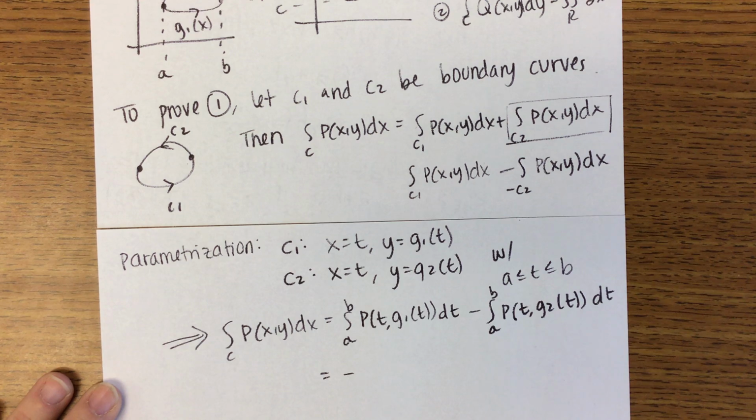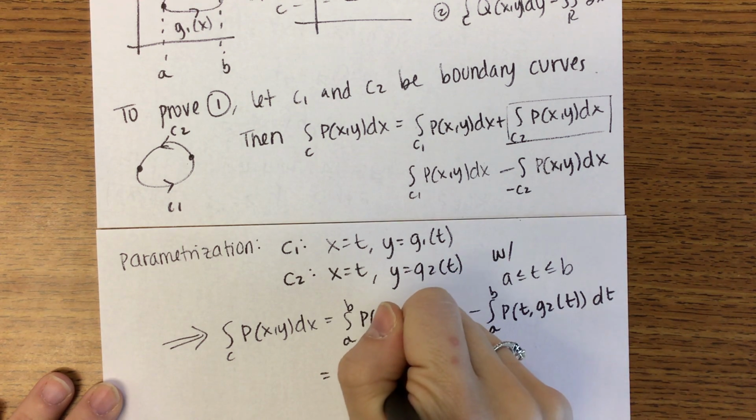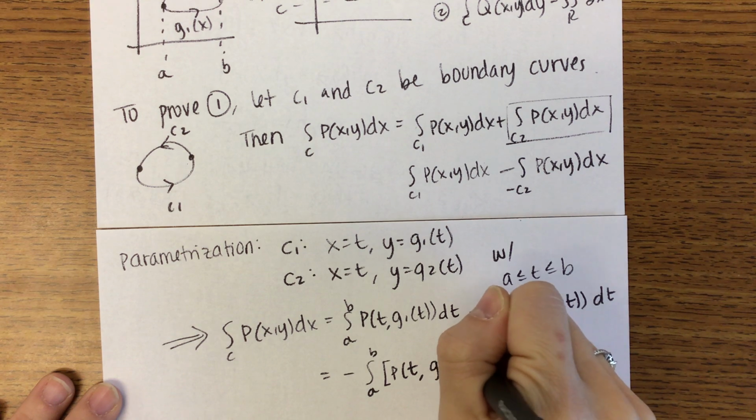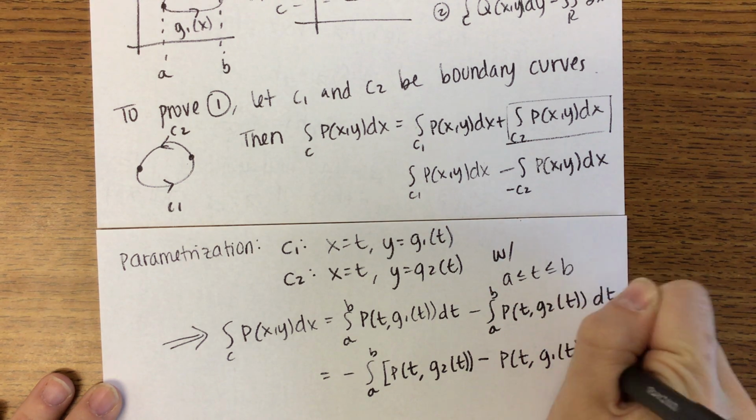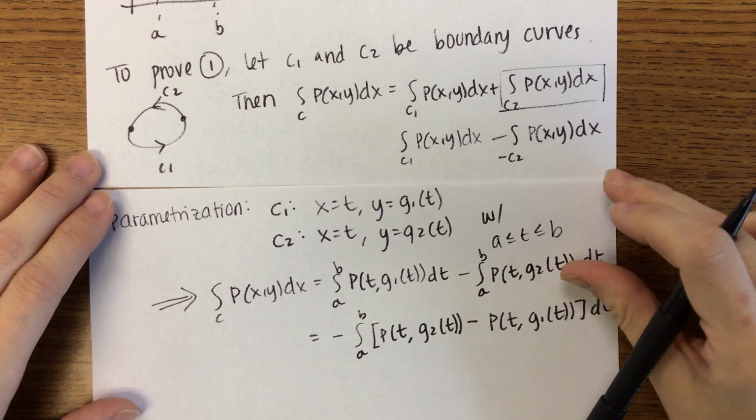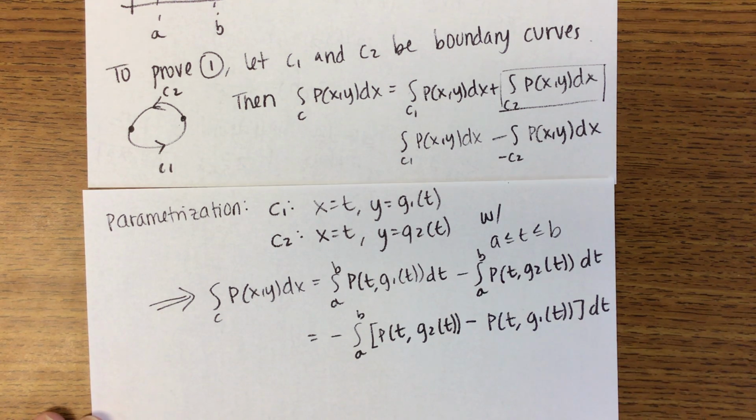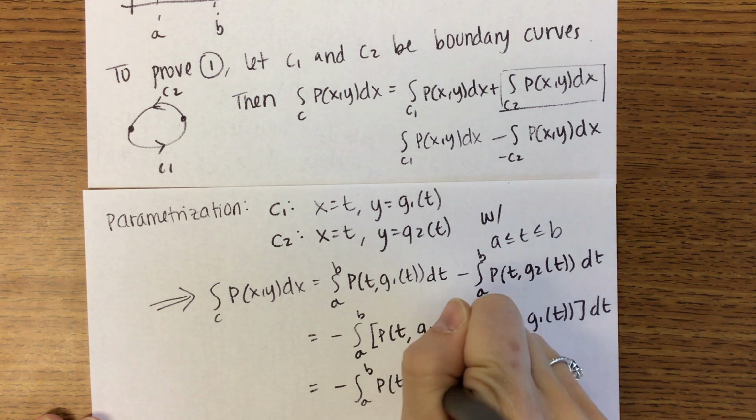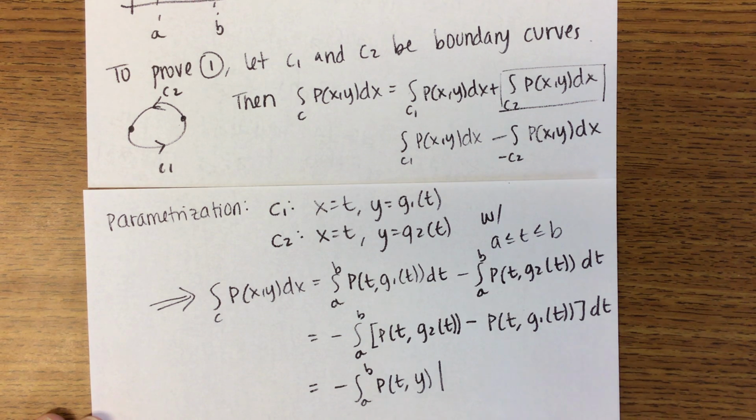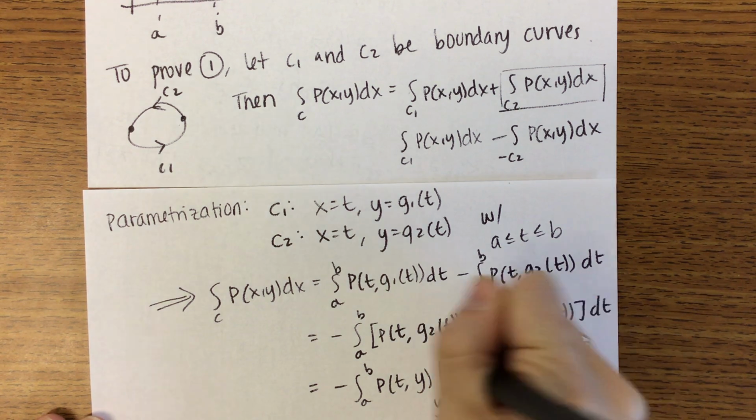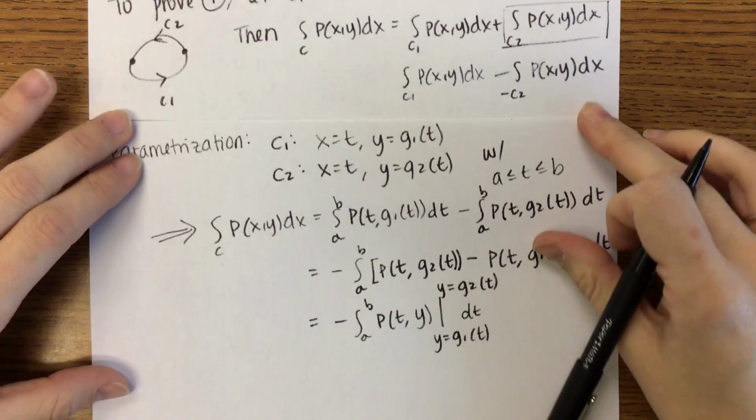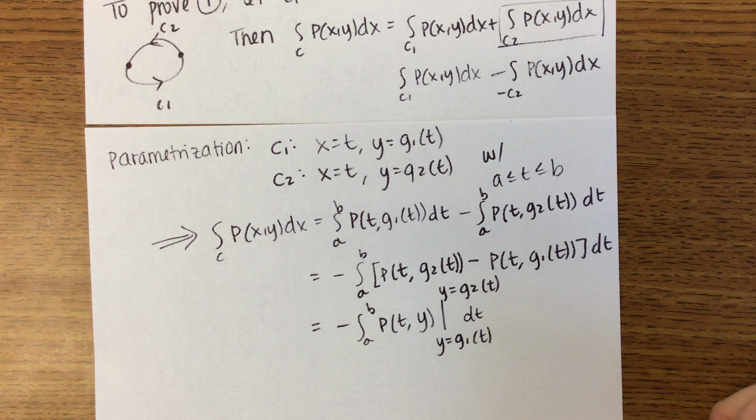Okay, I'm going to pull a negative out. So this becomes the integral from a to b of P(t, g2(t)) minus P(t, g1(t)). And you'll see why in a minute that this ends up being helpful. Another way to express this is to say that this is P(t, y), evaluating from y equals g1(t) to y equals g2(t). Do you all agree? Okay.